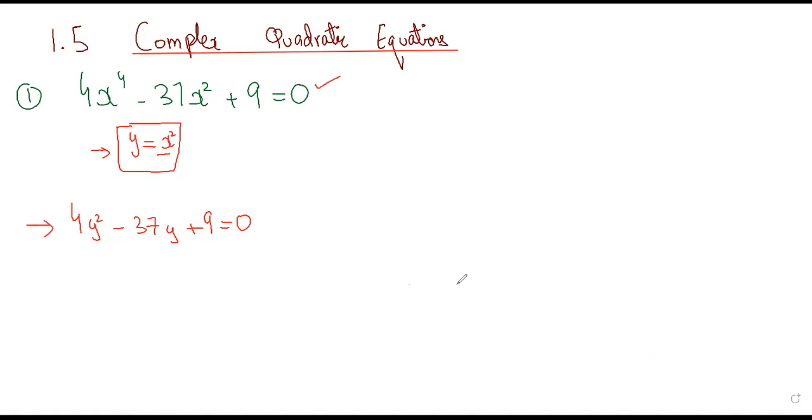Okay, let's do it together. So I know 4 into 9 would give me 36y squared. I need two numbers such that when I multiply them, I get 36y squared, and when I add or subtract them, I get 37y.